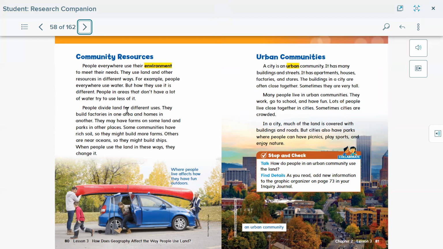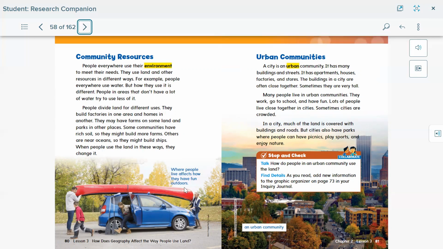People divide land for different uses. They build factories in one area and homes in another. They may have farms on some land and parks in other places. Some communities have rich soil, so they might build more farms. Others are near the ocean, so they might build ships. When people use the land in these ways, they change it.